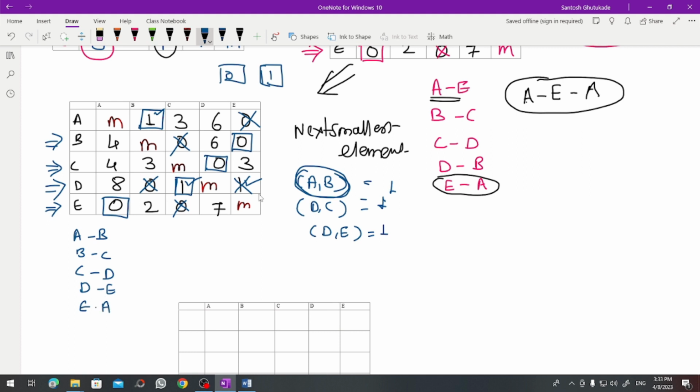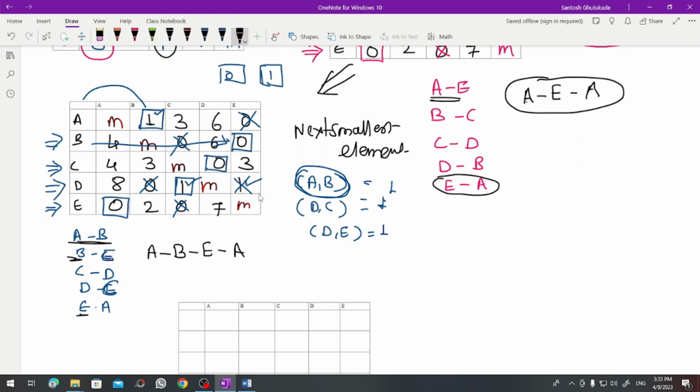So this is the answer. So A to B, then B to E, sorry, B to E is there, then C to D, then D to C is there, and E to A. So this is our answer. Now if you check for the traveling salesman answer, here he started with city A, he goes to city B, after B he goes to city E, after E he goes to city A.